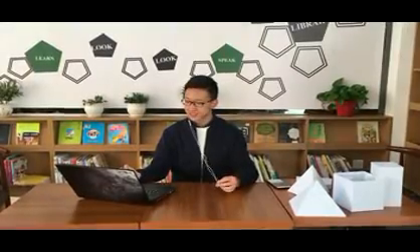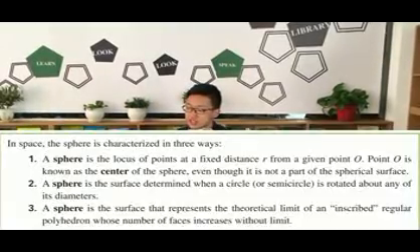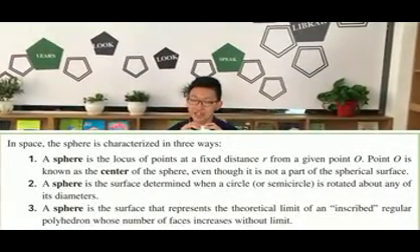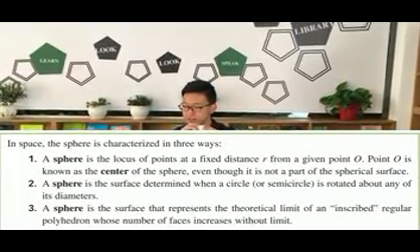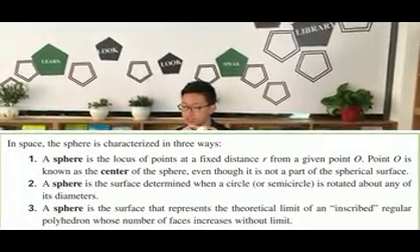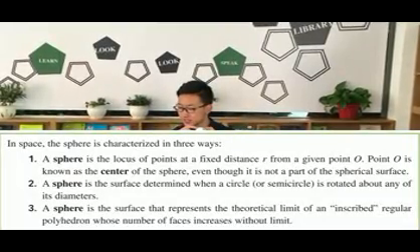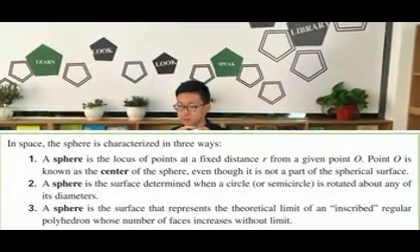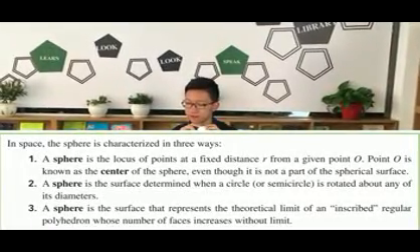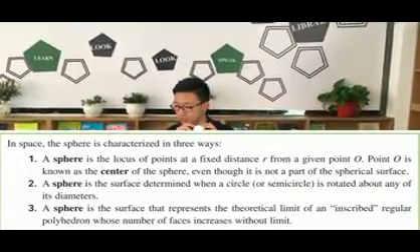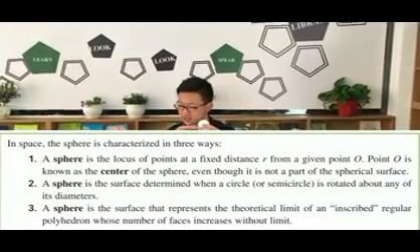The next solids I'm going to introduce are the spheres. In space, the sphere is characterized in 3 ways. A sphere is the locus of points at a fixed distance r from a given point O. Point O is known as the center of the sphere, even though it's not a part of the spherical surface.